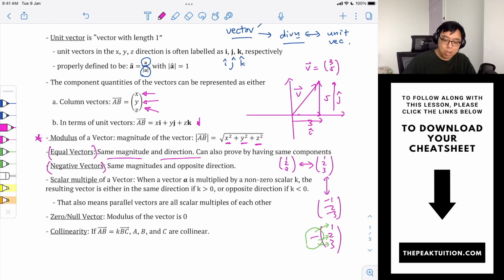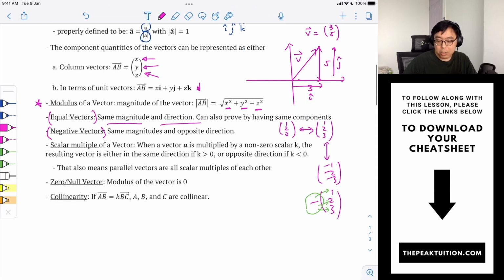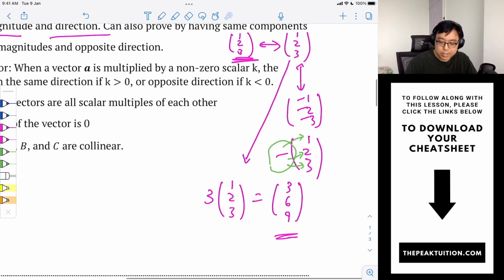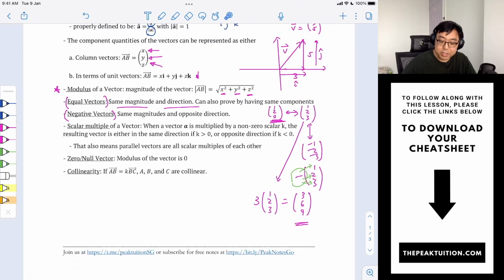And then we can talk about scalar multiple. I just said that whatever number can be multiplied inside. So we can also multiply, let's say, 3 by (1, 2, 3). Then this will give us (3, 6, 9). This vector (3, 6, 9) is a scalar multiple of the vector (1, 2, 3), because you can obtain one from another by multiplying it by a constant.